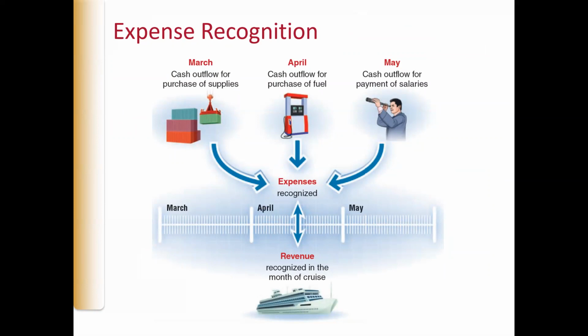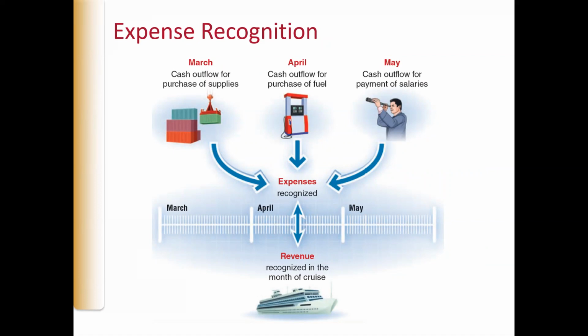So this is a great example. Now, cruise ships aren't a great example with the COVID day and age, but we're still going to use this. Let's just say this cruise ship was going to run in April, for 2 weeks in April. But in March, there were purchases of products for the cruise ship. In April, there were purchases of fuel. And in May, they paid the salaries of the employees that worked on the ship in April. So expenses were paid for in March, April, and May, but the actual cruise took place in April.